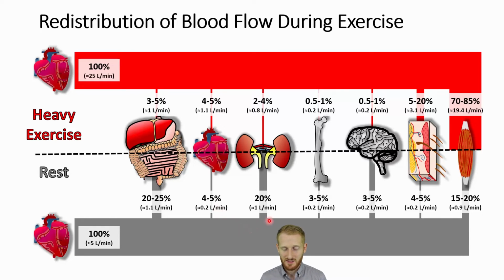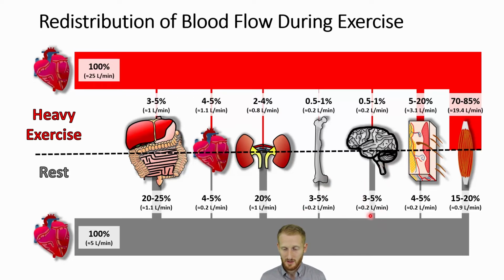Now, if we look at the kidneys, it really didn't change that much. It went from 1 liter to about 0.8 liters, even though the percentage went way down. So it is vasoconstricting, but it's still getting a fair amount of blood flow. The bone is actually about the same, 0.2 liters to 0.2 liters. The percentage goes down a little bit just because there's a lot more blood coming out. Again, a little bit of vasoconstriction, but not much.